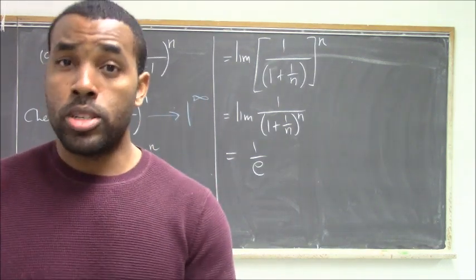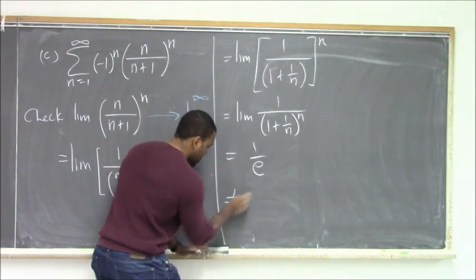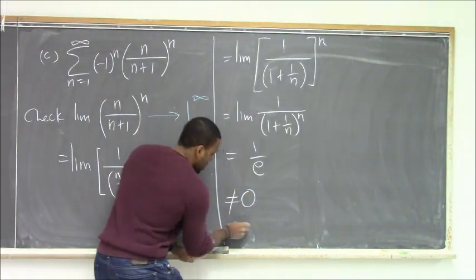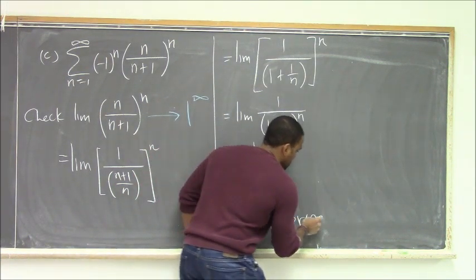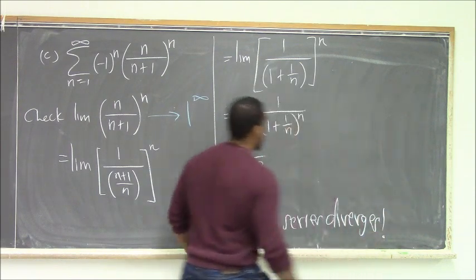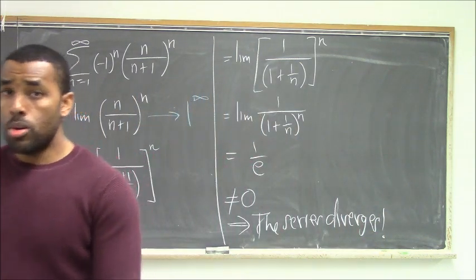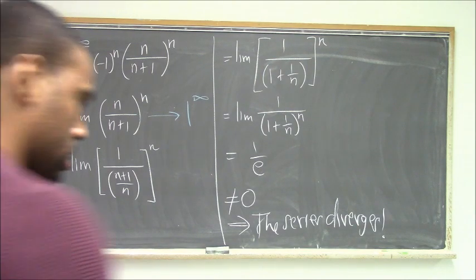Now, that's a very special number. Why is it special? Well, it's not 0, is why it's special. The series diverges. Okay, so this is our third example, also a divergent series.